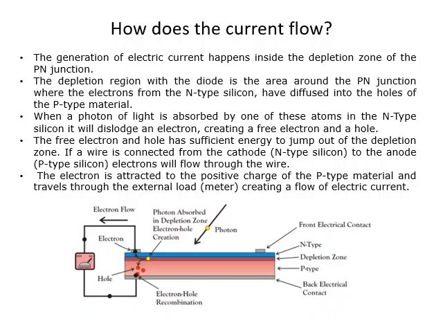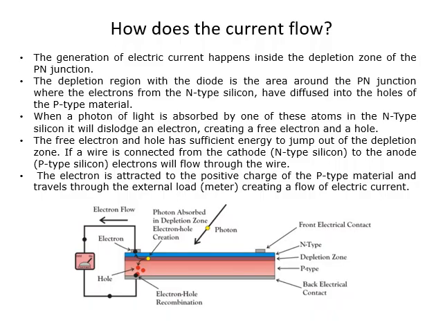The depletion region with the diode is the area around the p-n junction. Okay, so we attach the diode around the p-n junction where the electrons from the n-type have diffused into the holes of the p-type material. So when a photon is absorbed by one of these atoms in the n-type silicon, it will dislodge an electron, creating a free electron and a hole.